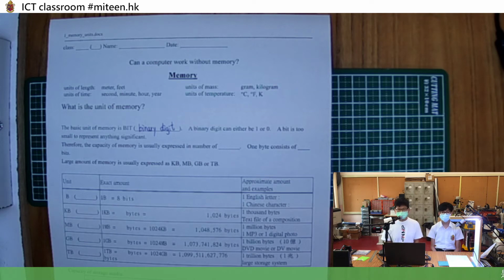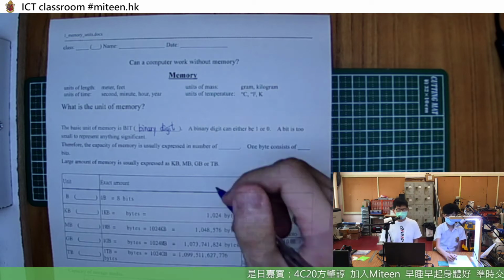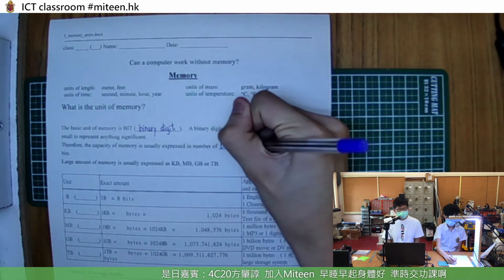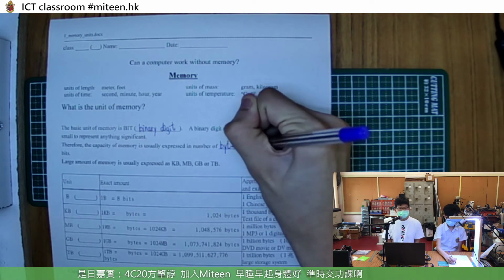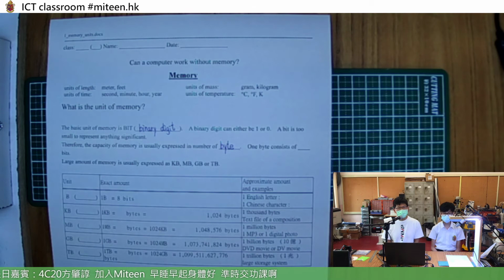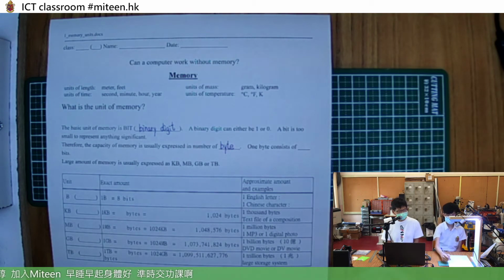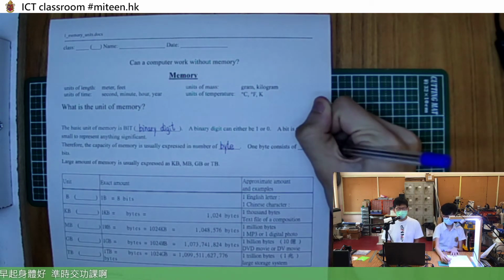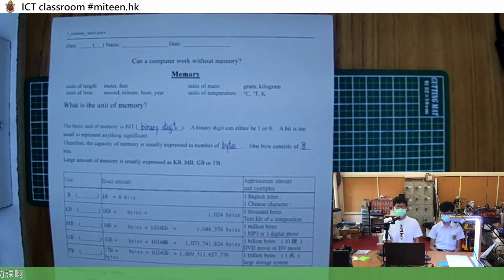Therefore, we will use another unit that is called a byte. Phillips, please show us. A byte is equal to a group of 8 bits. A byte consists of 8 bits. A byte can be used to store one English letter. A Chinese character needs 2 bytes to store.